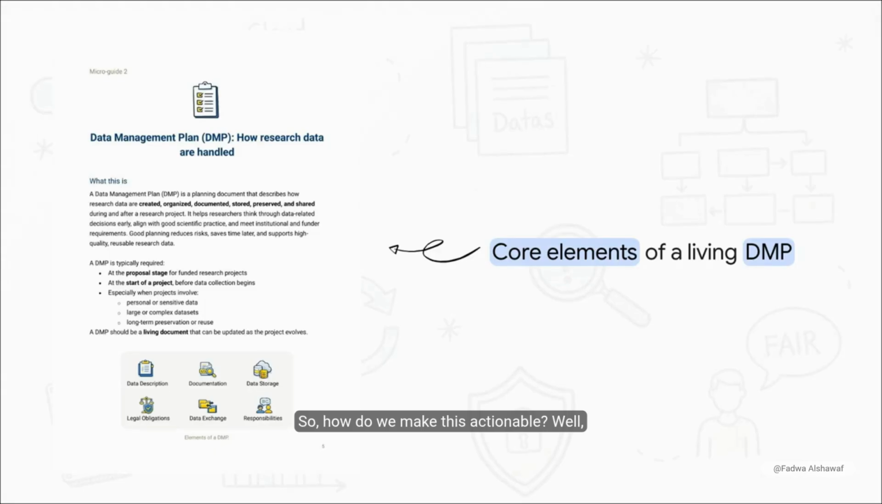So how do we make this actionable? Well, your DMP essentially forces you to reflect on a few core elements. You really have to think through data description, like what exactly are you even creating? You've got to consider documentation, data storage, legal obligations, data exchange, and of course, responsibilities.